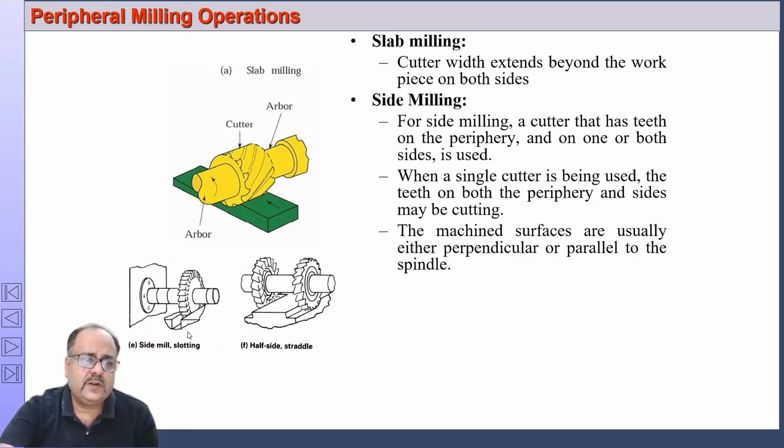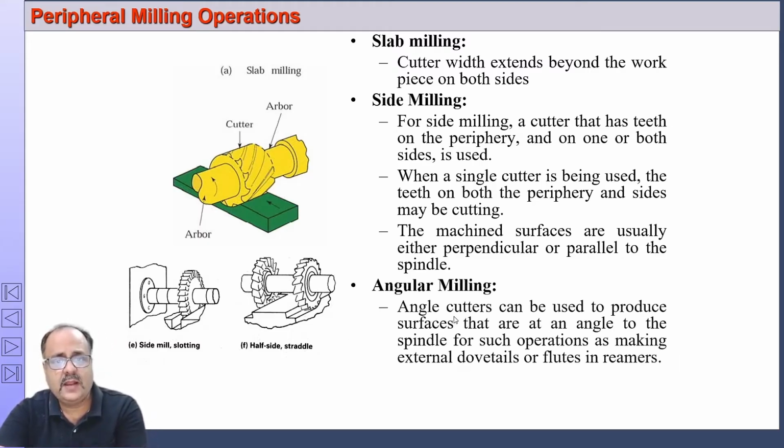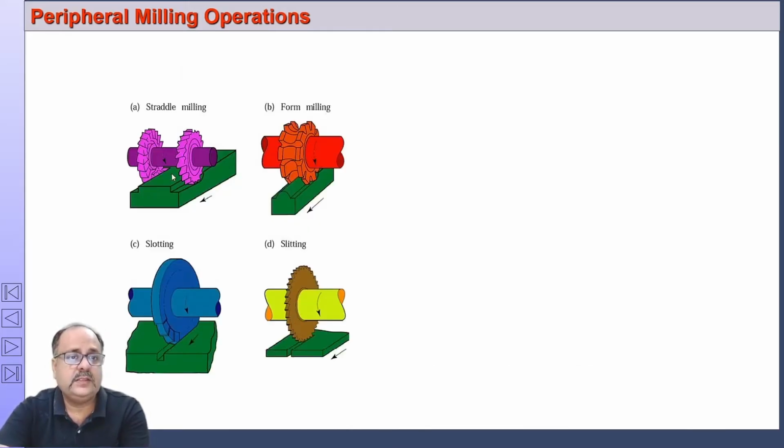This is a side milling cutter for cutting a slot, and here we are using a side milling cutter for cutting shoulders like this. I told you while discussing the side milling cutter, this is a half side milling cutter. Both are half side milling cutters. It has cutting edges on this side and this side, and this has cutting edges on this side and on this side. When we use two half side milling cutters in combination to produce this type of shoulders, we call it a straddle milling operation. And we have angular milling operations, where we use an angular milling cutter.